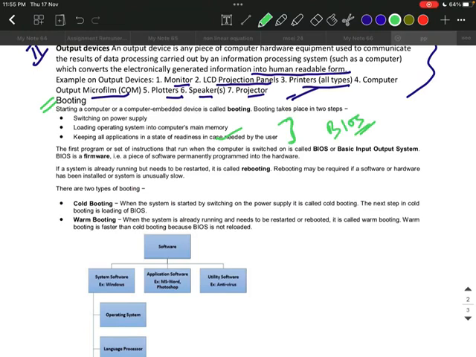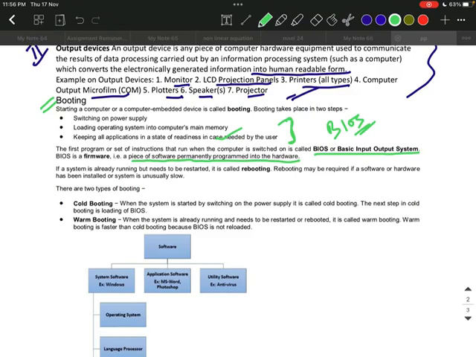Now what is this BIOS? The first program or the set of instructions that would run whenever a computer is turned on, that is known as basic input output system. बेसिक इनपुट आउटपुट सिस्टम अगर आपके सिस्टम में नहीं है तो आपका कंप्यूटर रन नहीं करेगा. It is also known as a firmware. What is a firmware? That is a piece of software permanently programmed into hardware. उस हार्डवेयर के अंदर हमने ये परमानेंटली प्रोग्राम कर रखा है.